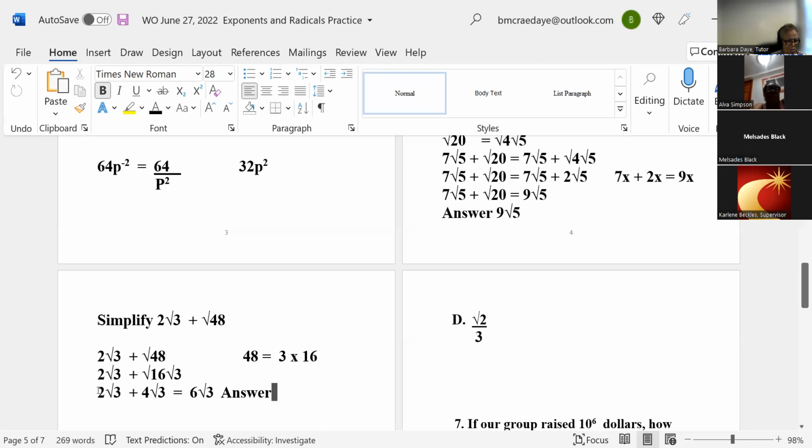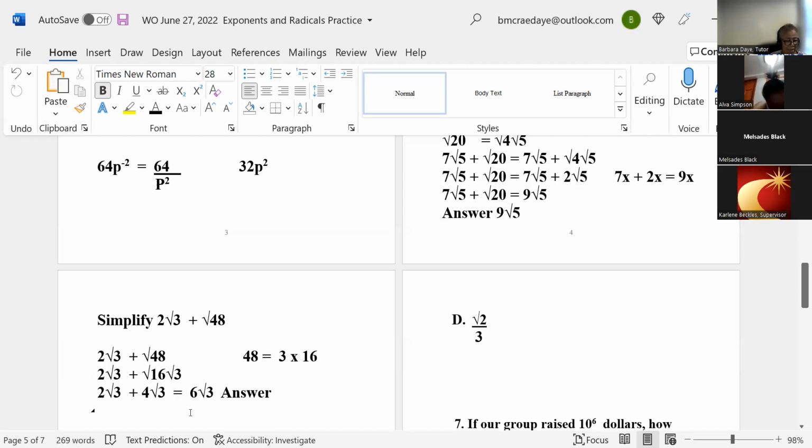No, this is not top. This is 2 times the square root of 3 plus 4 times the square root of 3. And I can just add the coefficients 2 and 4 and get 6 in front of the square root of 3. You got it? It's not a fraction. It's an expression with a coefficient, and here it's a radical. It could have been a variable. It could be 2a plus 4a, which is 6a.